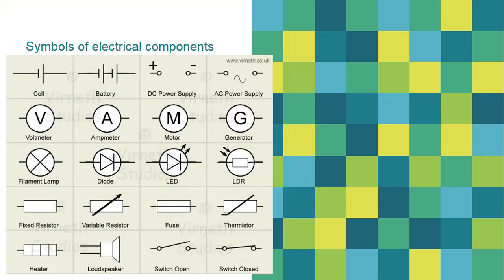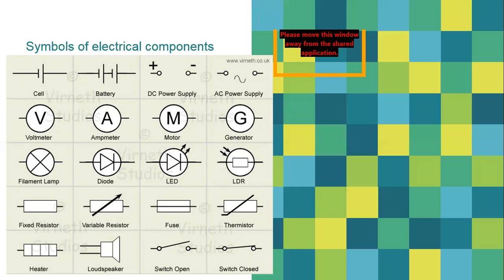Before doing the numerical, we are sharing these symbols of electrical components. You see, the first symbol is of a cell, then battery. You see two lines of the cell, one smaller, one bigger. This is the negative terminal, this is the positive terminal. This line is connected to the positive terminal of the cell, and this line is connected to the negative terminal of the cell. Second is battery. A battery consists of more than one cell.